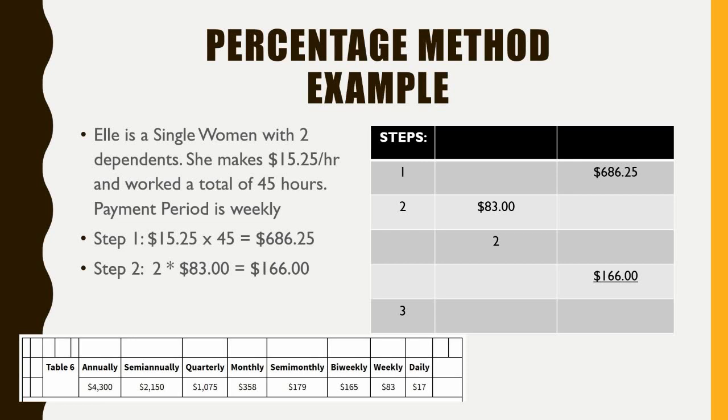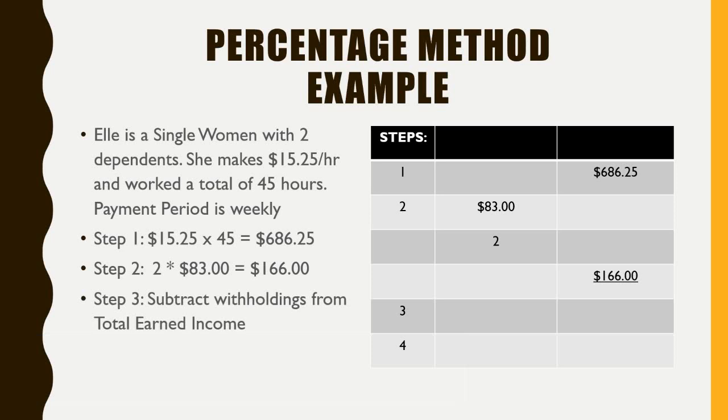In this case, we look through the payment period, which is weekly, and we recognize that one withholding is $83. Now that we know that, and she's claiming both dependents, we multiply the 83 by 2, and we get a total of $166.